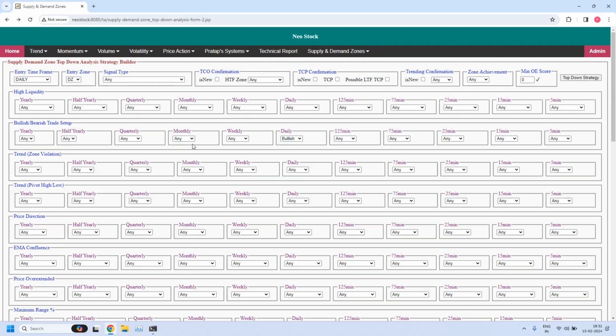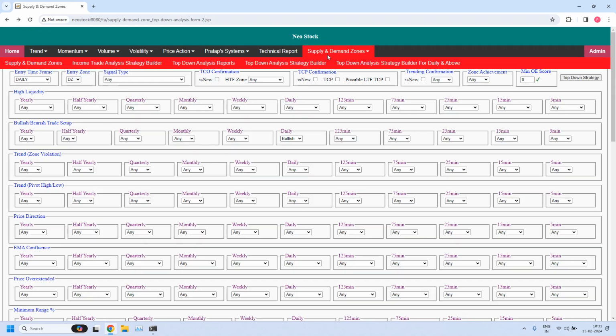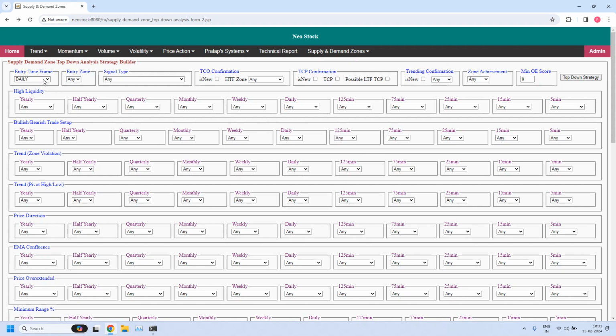Okay, let's go back. And this is about bullish trade setup. Now let us generate for bearish trade setup. So entry time frame should be daily. So this is a bearish trade setup for MIT, monthly income trade. And the entry zone should be supply zone. And bullish or bearish trade setup on daily time frame, now I am selecting bearish.